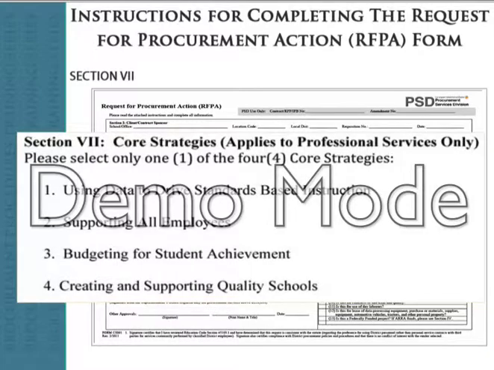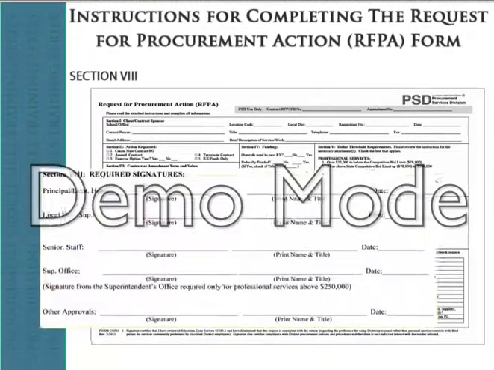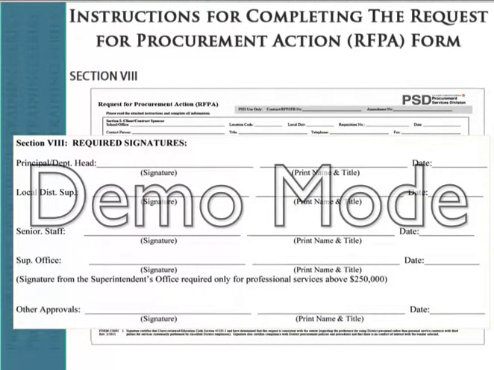Section 7, Core Strategies for Professional Services Only. On this section, please select only one of the 4 core strategies that applies to your request. Section 8, Required Signatures. You must obtain the appropriate approvals. Please see Chapter 2 of the Procurement Manual for more detailed information.